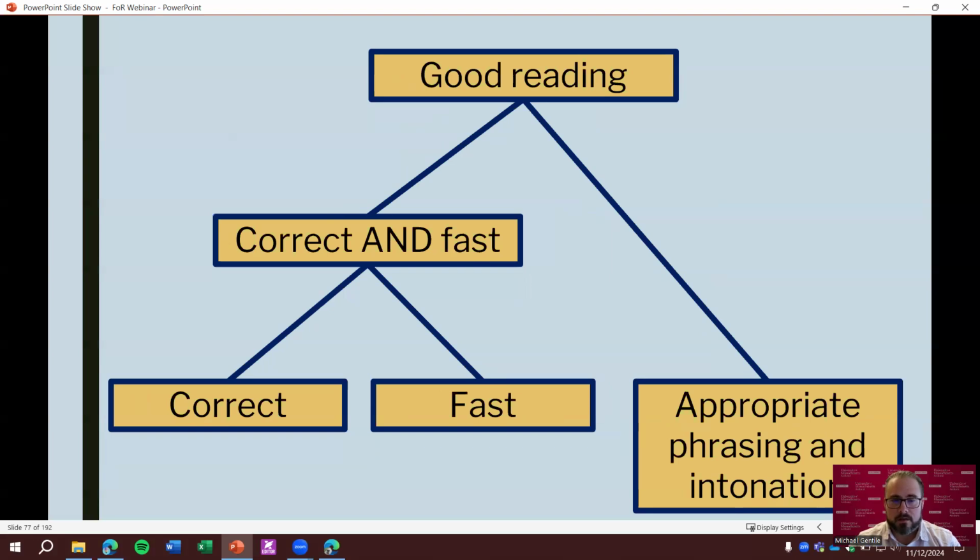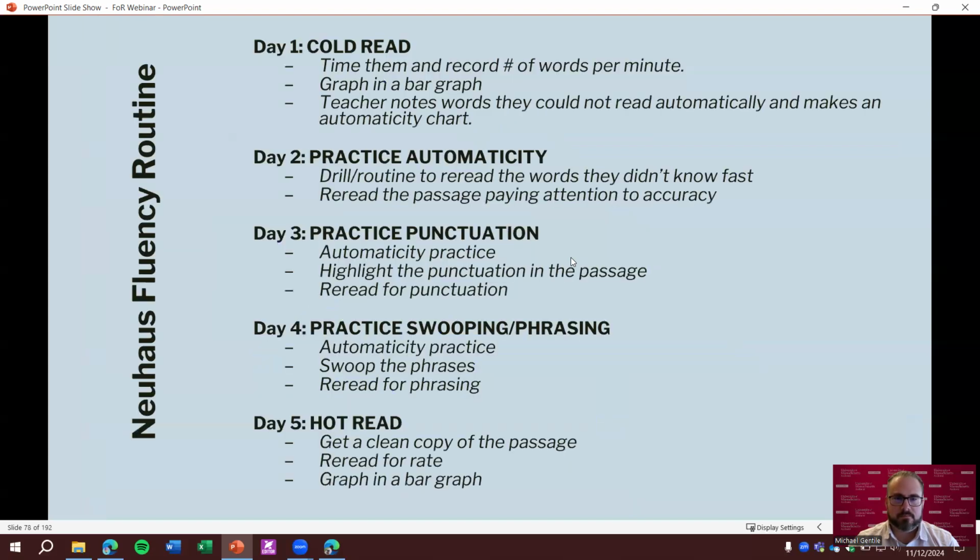Okay. And what is good reading? Good reading is both correct and fast, which is just automaticity, right? So correct and fast is just a combination of those two things. And then down here, we have appropriate phrasing and intonation, also known as expression. That's what we mean when we say prosody. So all of these things, correct, fast, and appropriate phrasing, that all is what good reading sounds like. And that's what we're looking for when we practice fluency.